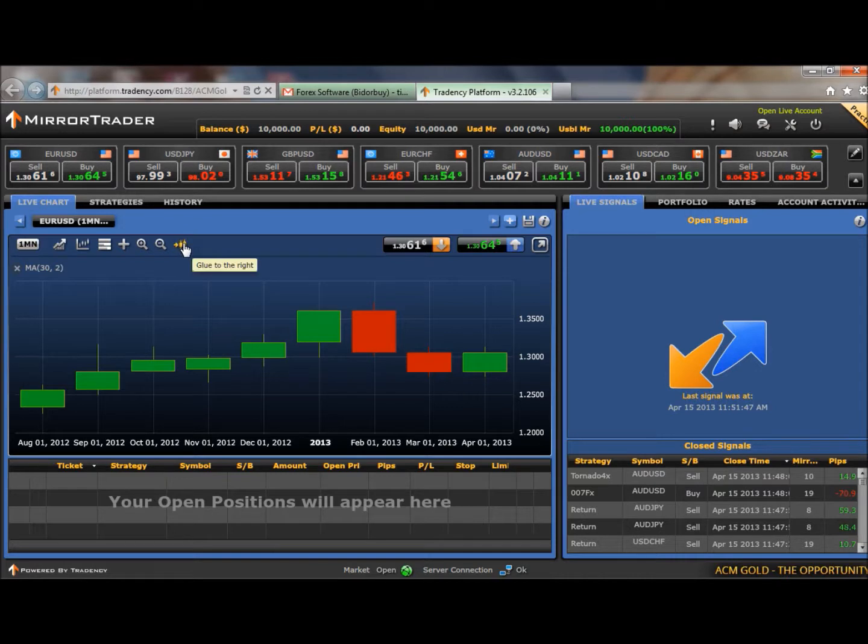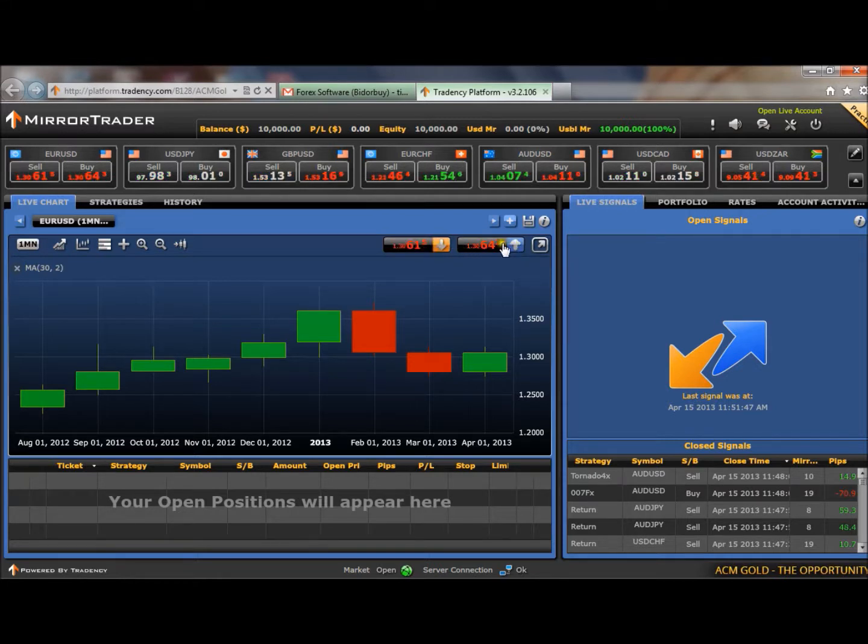And then next to that, we have glue to the right, which means that your chart will automatically move as the price is moving. You can just click on that, and then it'll be glued to the right. Alright, next to that we have the price, where you can sell and buy.